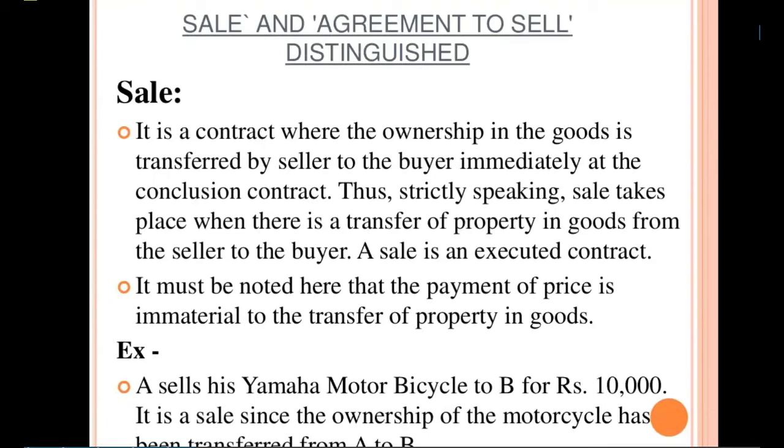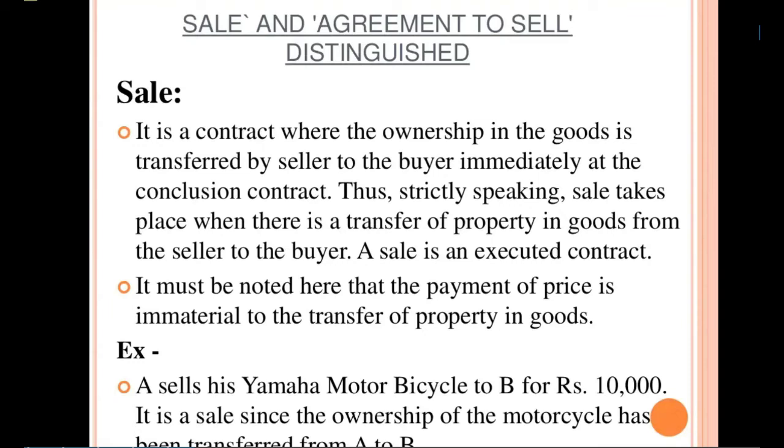Sale and agreement to sell: distinguish. Let's understand the difference between a sale and an agreement to sell with examples. A sale is a contract where the ownership in goods is transferred by the seller to the buyer immediately at the conclusion of the contract. Thus, strictly speaking, a sale takes place when there is a transfer of property in goods from the seller to the buyer. A sale is an executed contract. It can be written or verbal. It must be noted here that the payment of price is immaterial to the transfer of property in goods.